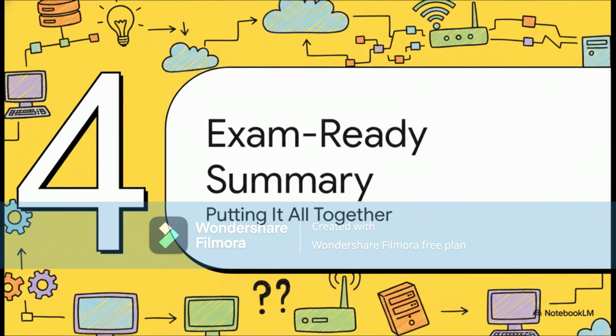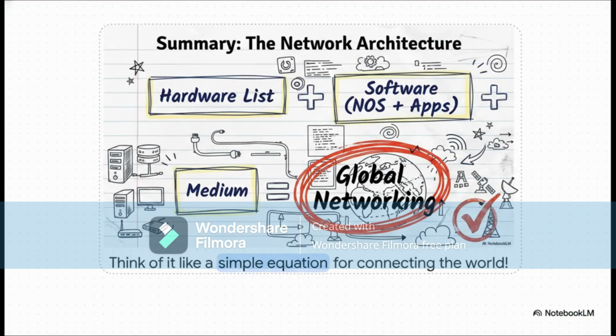Okay, we have covered a lot of ground, so let's wrap this up with a nice, clean, exam-ready summary to put all these pieces together. You can really think of it like a simple formula. You take your hardware, you add the software, and remember, that's both the operating system and the apps, and then you connect it all with the medium. What do you get? Global networking.